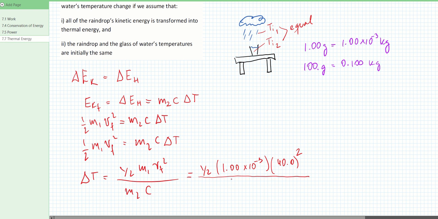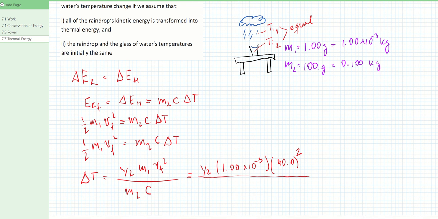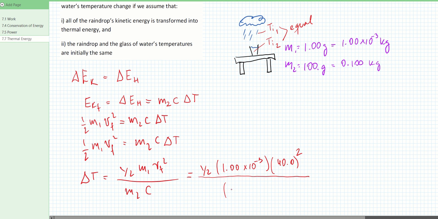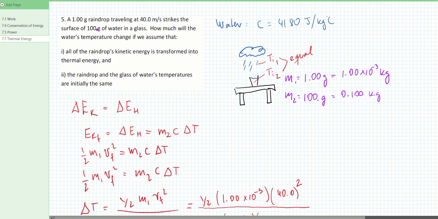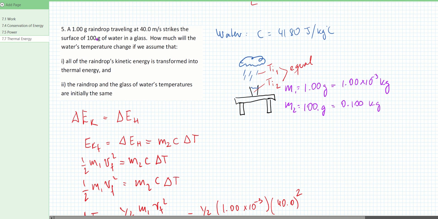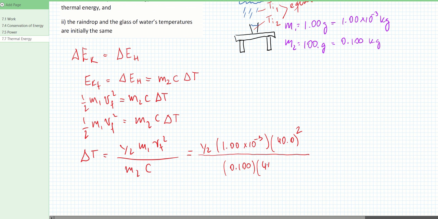All of this over the mass 2, so m2 is 100 grams. That's going to be our mass of the water in the glass, so 0.1 kilogram, times the specific heat capacity of water, which is 4180 joules per kilogram Celsius. And then we just need to use a calculator for this.